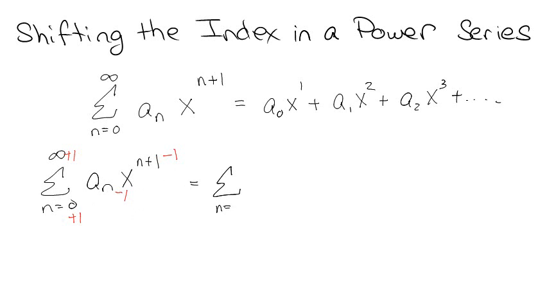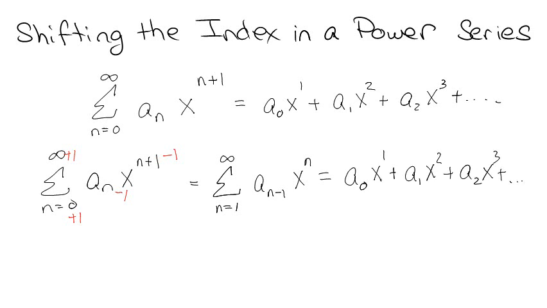If you don't believe me, hopefully you will right now. So I'm going to have a sub n minus 1 x to the n. With n equals 1, instead of starting at n equals 0, it starts at n equals 1. So a sub 1 minus 1, which is a sub 0, x to the first. Now I'm at 2, 2 minus 1 is 1, x squared. And I get the exact same thing. So nothing has changed. The only thing that has changed is that instead of having a summation on x to the n plus 1, I have a summation on x to the n.